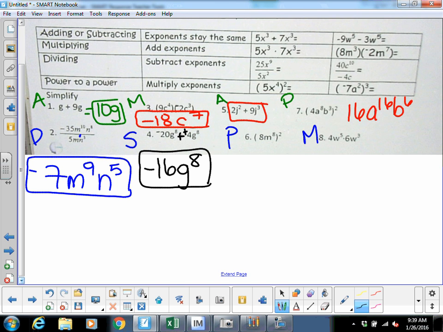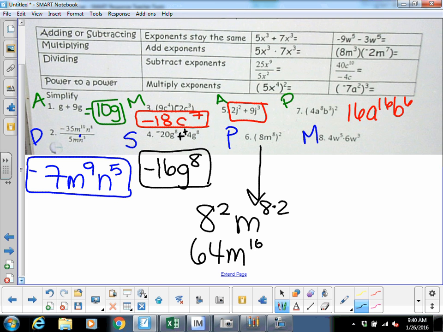All right, power to a power on number 6. So technically what I'm going to do is 8 squared and then 8 times 2, right? What's 8 squared? 64. m to the 16. And number 8, pretty easy. What do I do first? 4 times 6 gives me 24, and add my exponents, w to the 8.